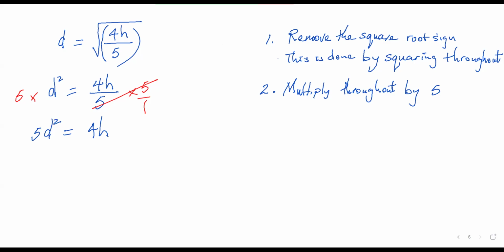So somebody, let me see who to ask this. I want to find for h. Jacob, what do I do now to find for h? It's 4h. 5d squared equal to 4h. How do I make h the subject of the formula? So divide. Divide by? No. Somebody tell him. Ayan. Divide by 4 on both sides.